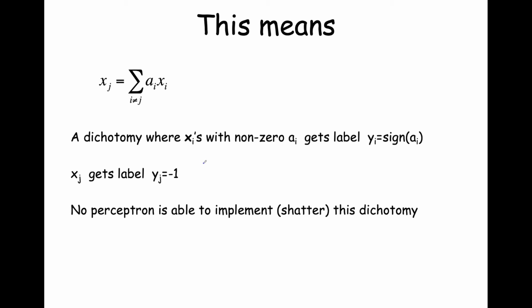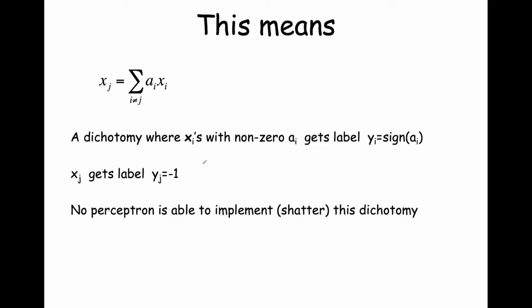Absolutely. And remember the restriction, we said any d plus 2 data points, a dichotomy. So here, now we're going to say xj, we're specifically going to assign it a label yj of -1. Now that's a dichotomy.